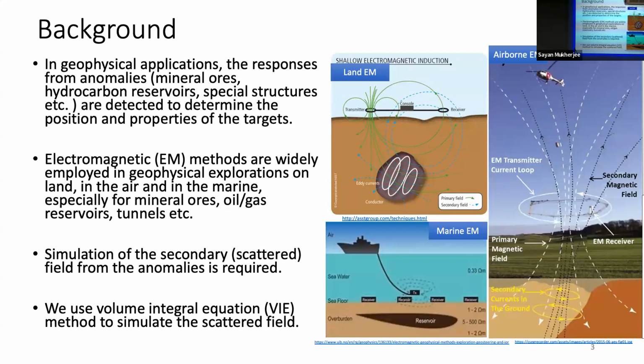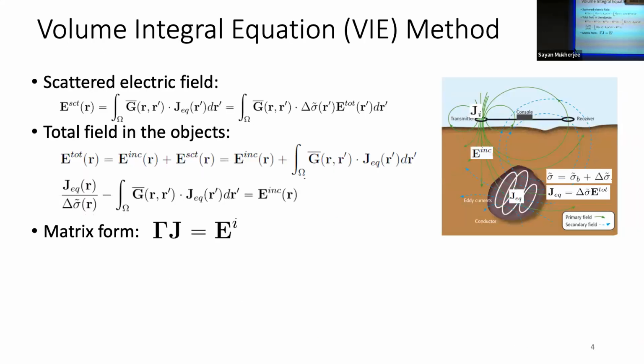We will discuss VIE. So first, what is VIE? We're all familiar with this kind of scenario with anomalies buried in the ground. We have a source here, and this source will generate the incident field, and this incident field will further induce eddy current inside the anomaly because of the conductivity difference. This eddy current we can treat as a secondary source. This secondary source will further induce the scattered field in the whole space, which is what we want to find.